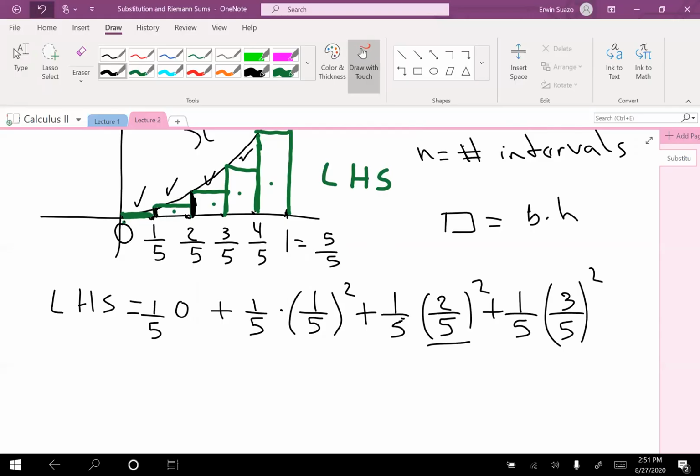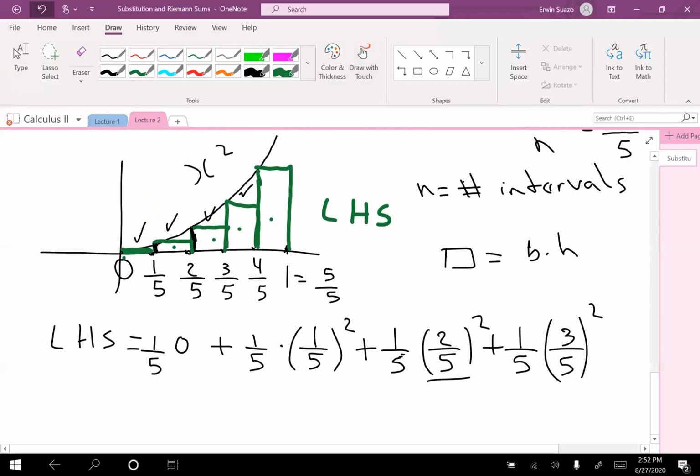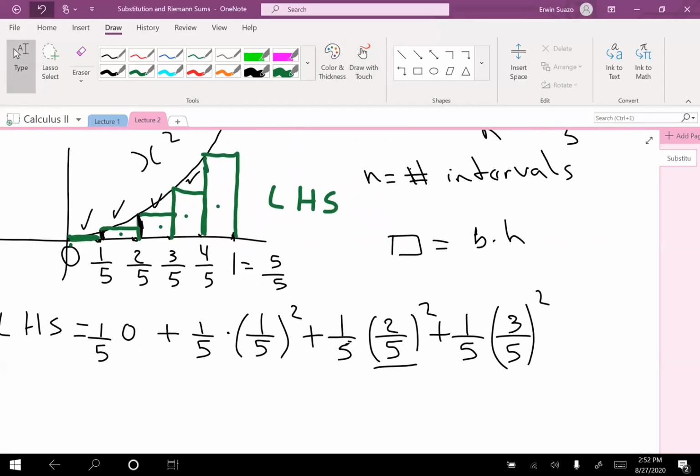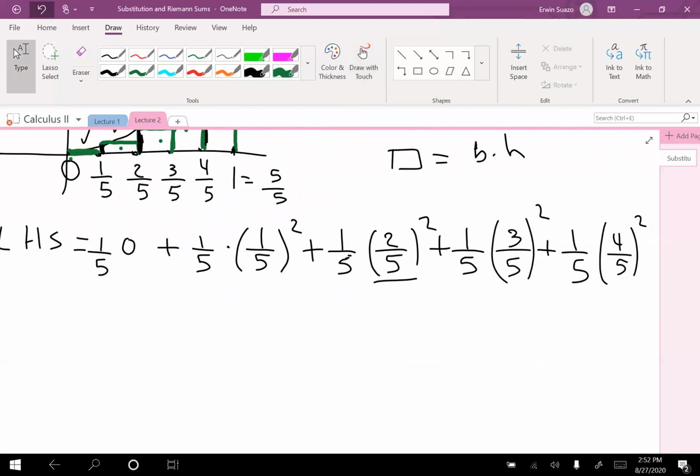So I'm going with this one, and then the last one. And that's when you need to know where to stop. Okay. So you do the last one, plus 1/5, and the height, you see the height is here, 4/5. So plus 1/5 times 4/5 squared. If you wanna make it nicer, and that's how the books like to present it, this is good.